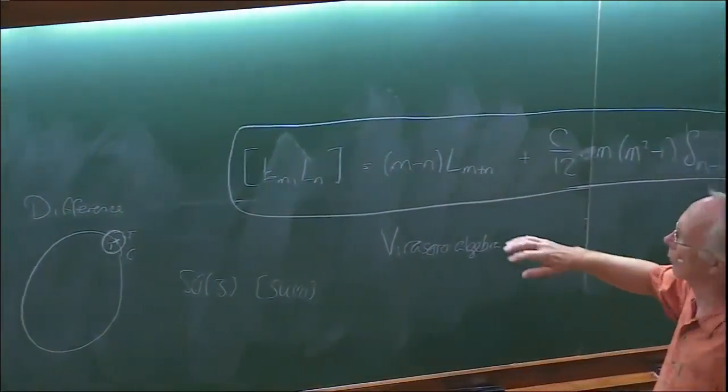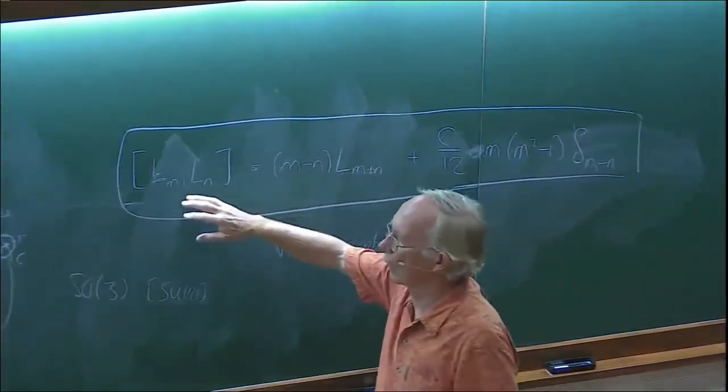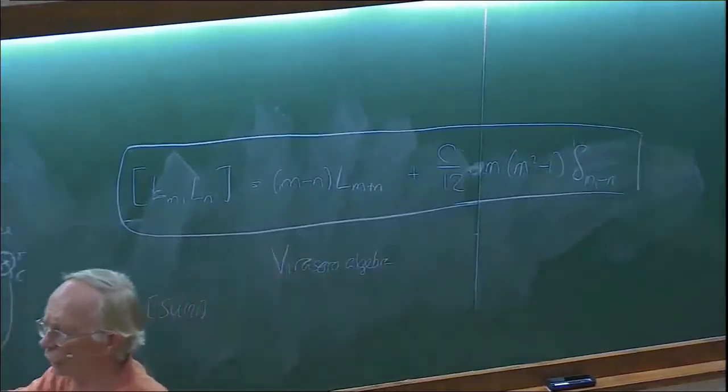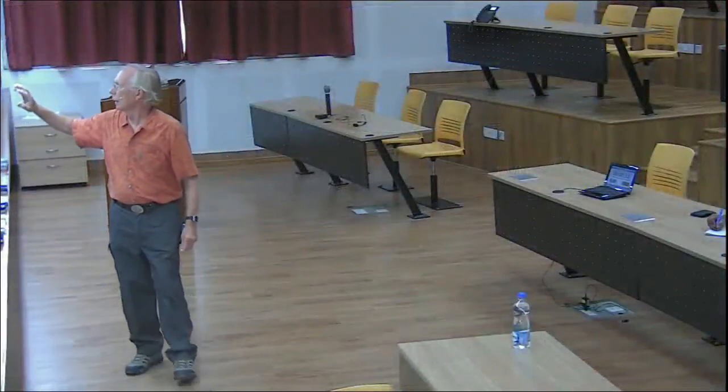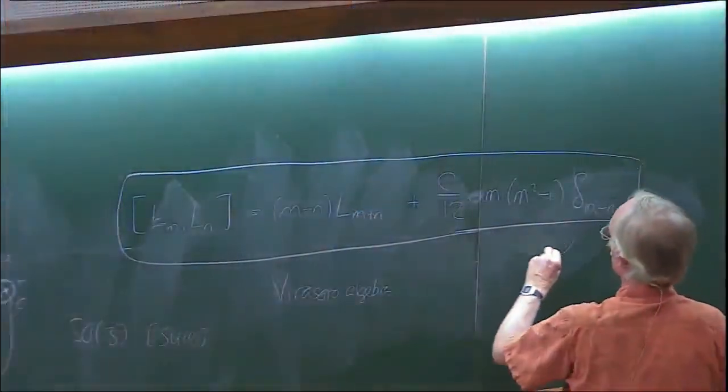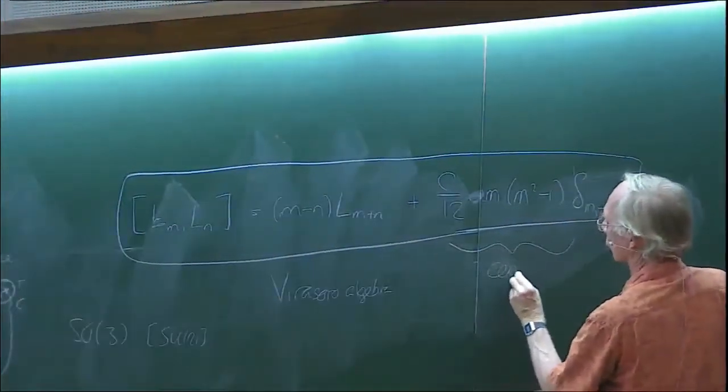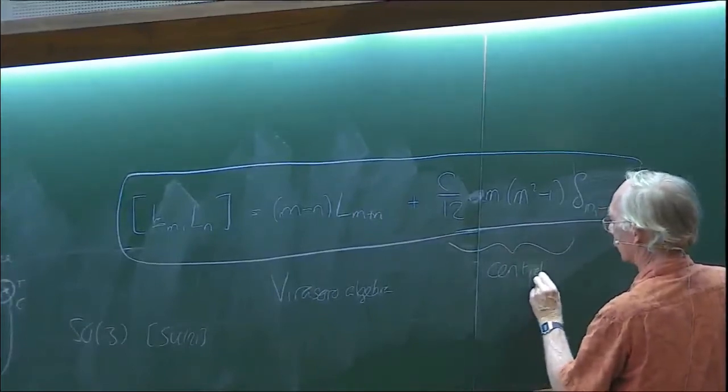So there's a couple of differences. One is that we have an infinite number of generators instead of three, which we had here. The other thing is this term here, which in the mathematics literature is called a central term.